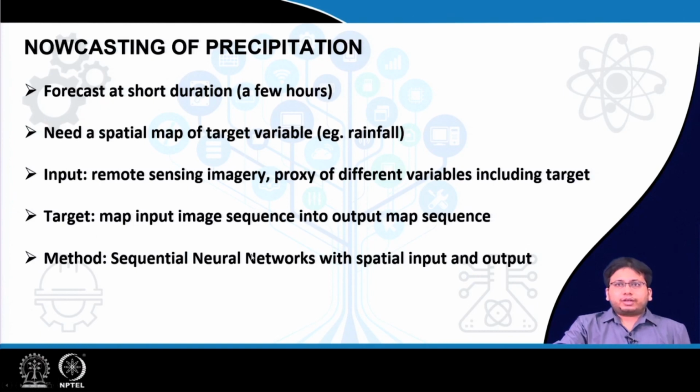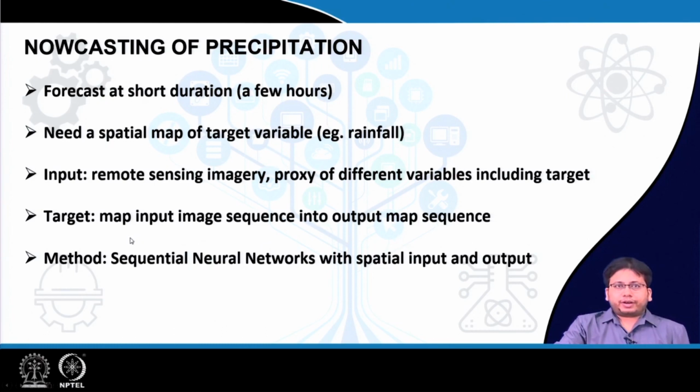When we obtain the radar imagery at this point of time, the pixel intensities corresponding to different locations may be encoding different information, including how much precipitation is happening right now. The aim, based on this, is to construct the precipitation map for maybe 5 hours in advance and so on. So the target is to develop a map sequence of the target variable, in this case rainfall.